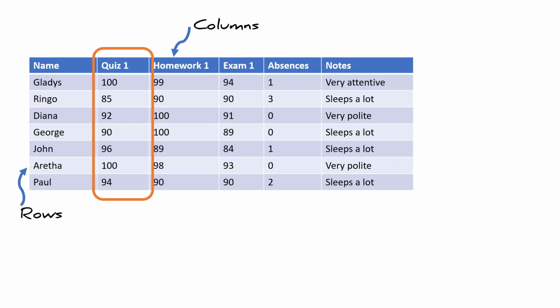Down the side of the table are rows. Each row is a single record in the data set. For instance, in a gradebook example, each row would be all the grades belonging to a single student. Let's explore how we can make this table geographic.